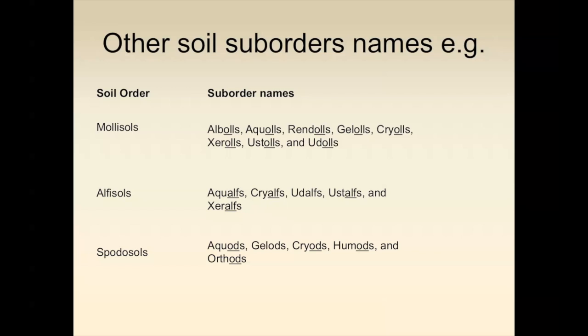Albic, I think, if you think about an albino, albic would be a fairly light-colored soil. Aqual would be a mollisol that has an aquic component, very wet soil. Gelol, for instance, would be a mollisol that is, gerols and cryols would be mollisols that are extremely cool. The same thing with some of these other soil orders that you see.